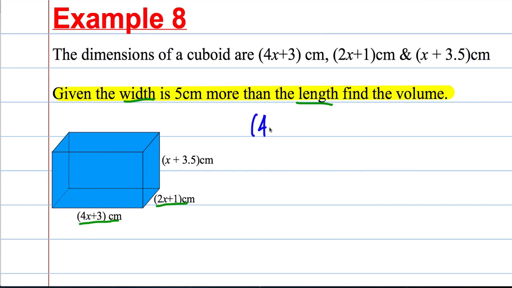So if we take 4x plus 3 and subtract the length, which is 2x plus 1, this take away this must be equal to 5, because this is 5 more than this.